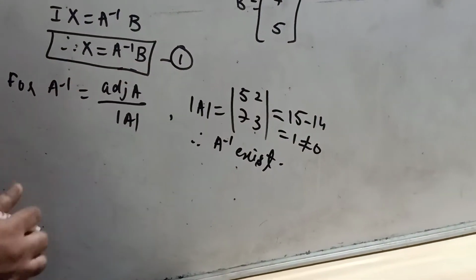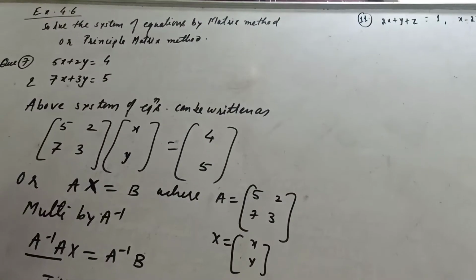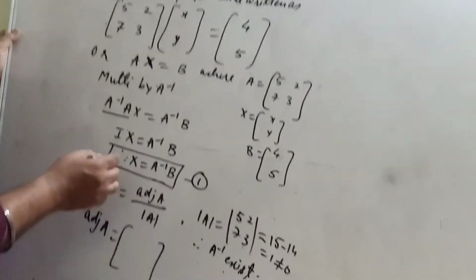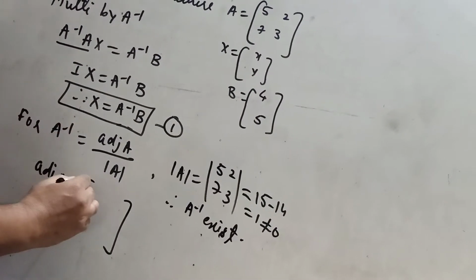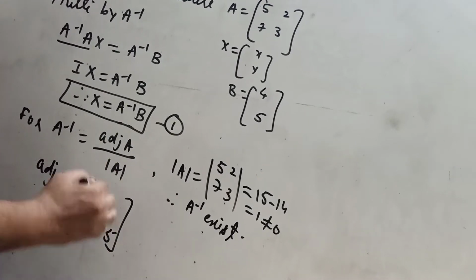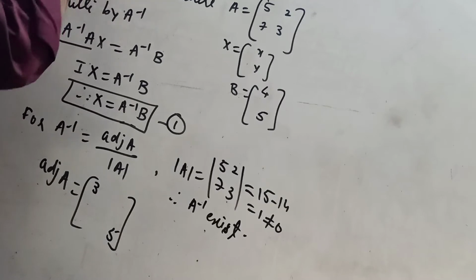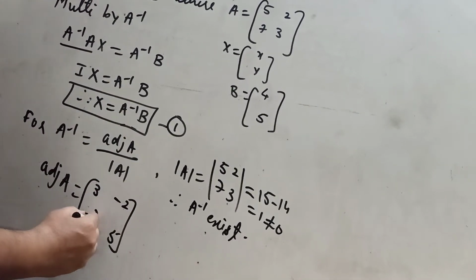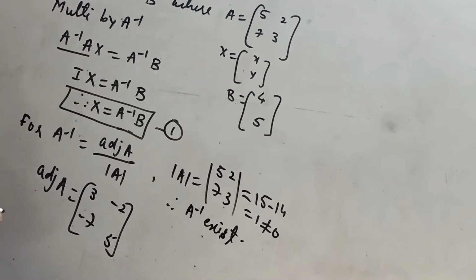So how to find adjoint A? As I told you, for 2 by 2, it is a very simple job to find adjoint A. Directly you can write adjoint A. As I told you earlier, interchange the leading diagonal. So you can write 3, 5. Interchange means exchange these two values, and change the sign of the other diagonal, meaning minus 2, minus 7. This is the shortcut method for 2 by 2, not applicable for 3 by 3.